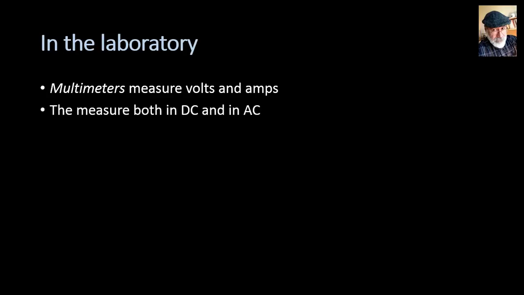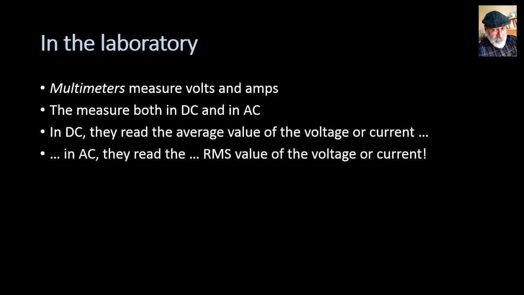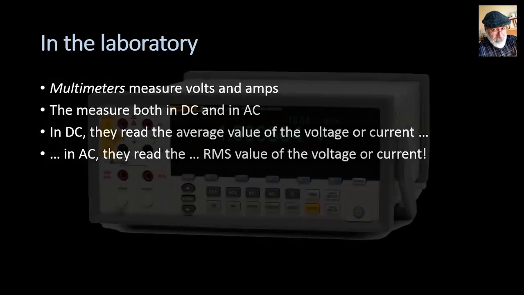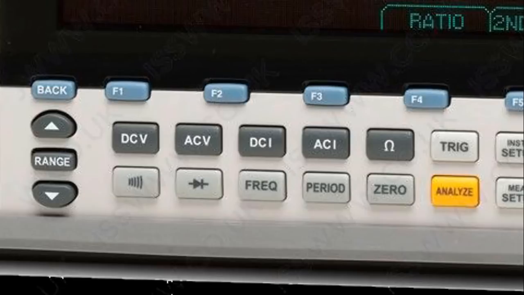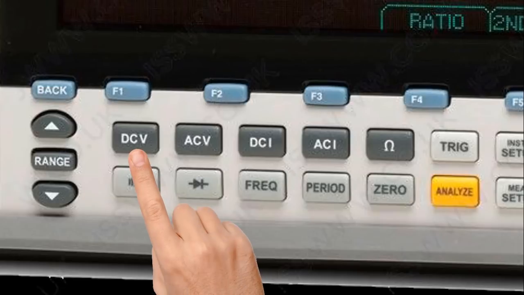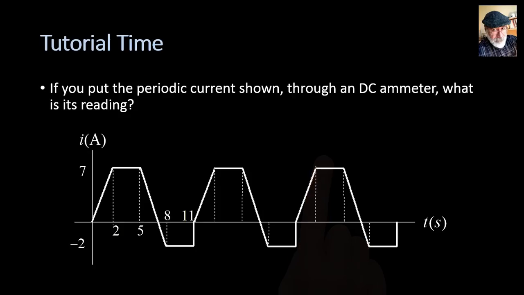They measure volts and amps both in DC and in AC. If you set them up for DC, they read the average value of the voltage or the current. If you set them up for AC, they read, you guessed, the RMS value of the voltage or the current. Look, let's zoom in. The 4 buttons there set the multimeter to read DC volts, DC amps, or AC amps.